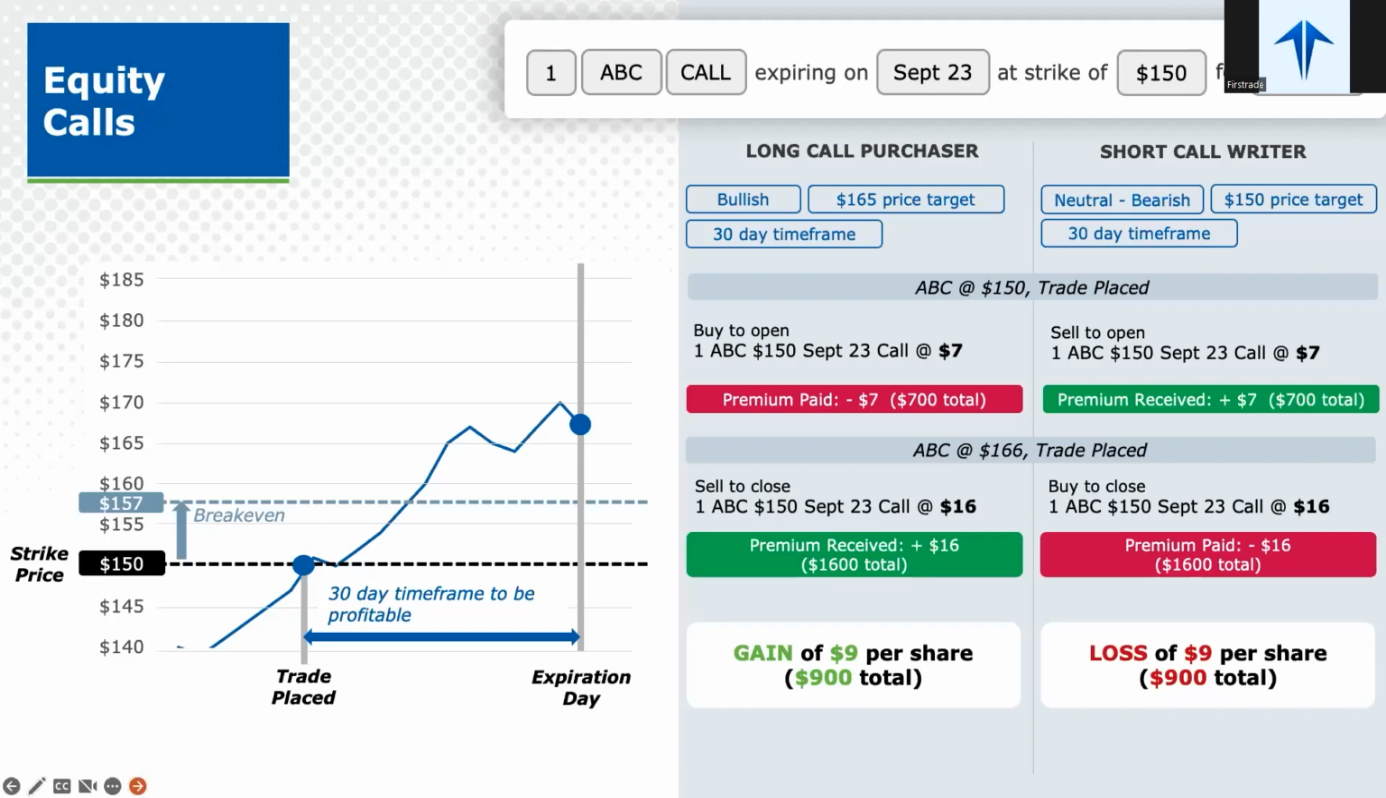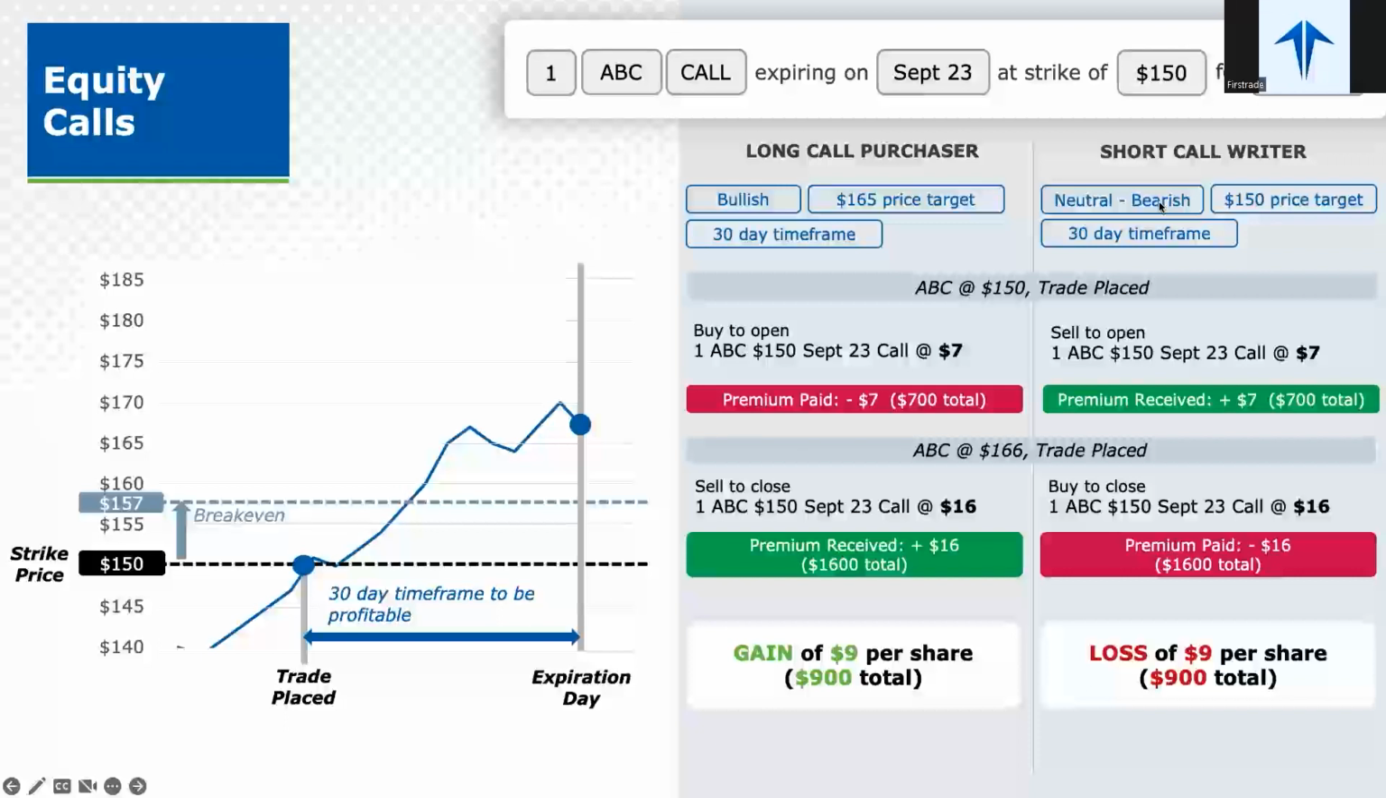So let's say they held until expiration. So let's go to the expiration date. And ABC just moved up only $1. You'll notice that this moved down because the option is only worth its executable value on expiration. So now it's only worth $16. This gain was reduced to 900 and then this loss to 900. The time depletion did not favor the long call purchaser, but it did favor the short call writer. The sharp movement favored the long call purchaser. It did not favor the short call writer.